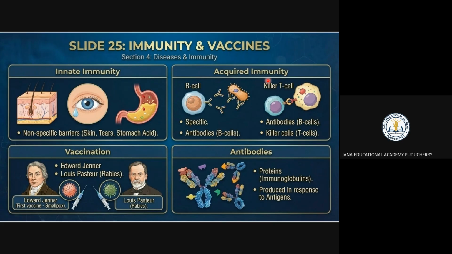Then we come to the acquired immunity. Acquired immunity develops after infection or vaccination. Suppose a viral fever came to you, the body creates some resistance or immunity. Or you go to the doctor and get an injection, so we are creating an immunity artificially. That is nothing but the acquired immunity.